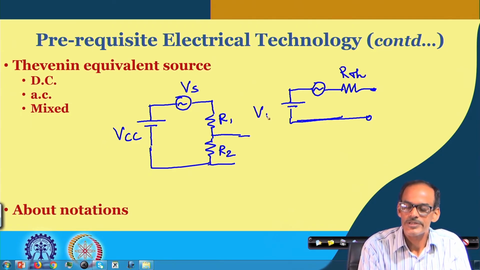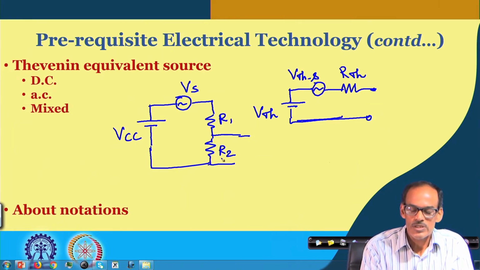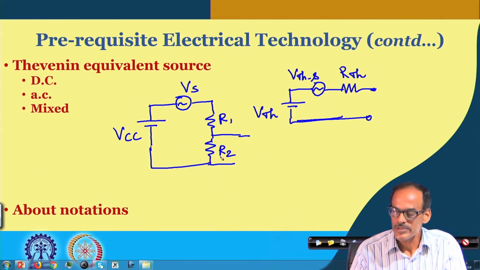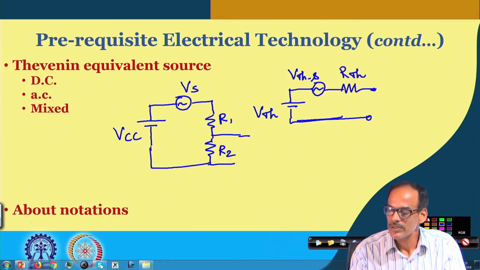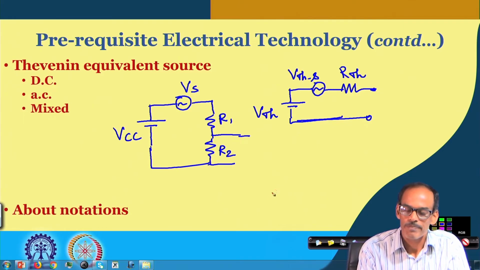So, we can call this V_TH, and we may call this V_TH for signal, and so on. Now, this situation you may not be seeing always, the situation may be even different. So, let us see what other possible situation you may have.